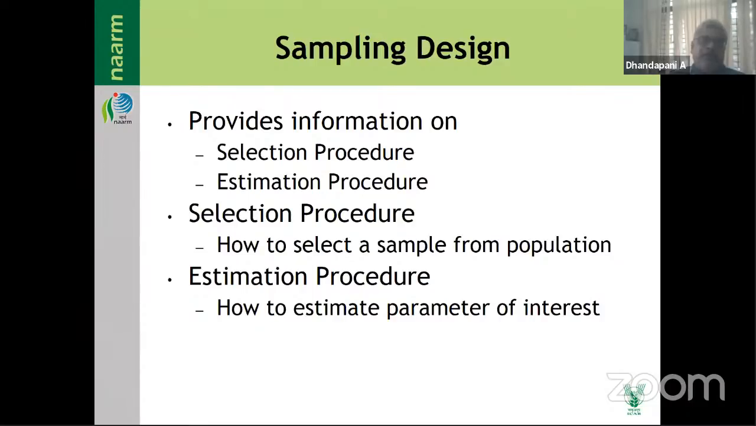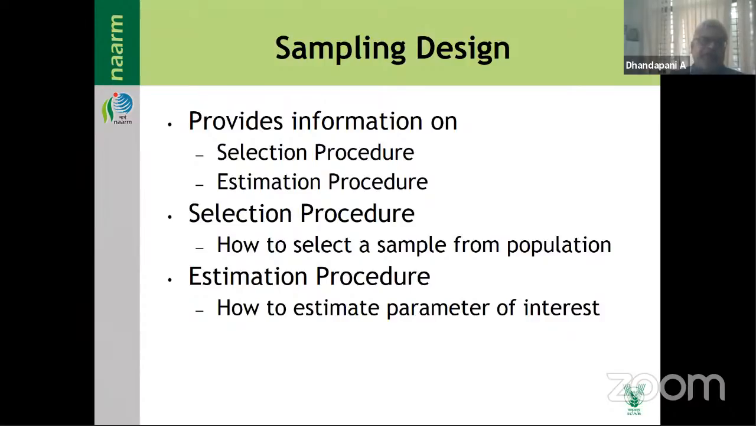And the second one is how to estimate it. Okay, you have a sample. From there, how are you going to calculate? So these two are supposed to be considered. That is how the sampling design is supposed to be there.